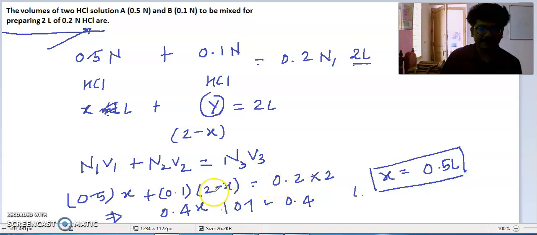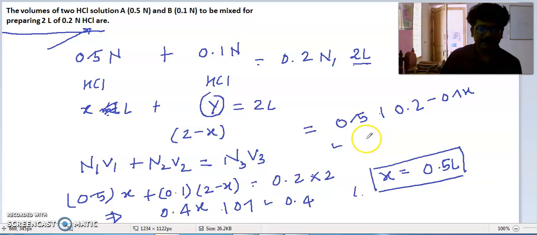I think something is wrong here. 0.4x is 0.1. So 0.2, how is it 0.2, it is 0.1. So something is wrong. Let's solve again. 0.5x plus 0.2 minus 0.1x is equal to this one.